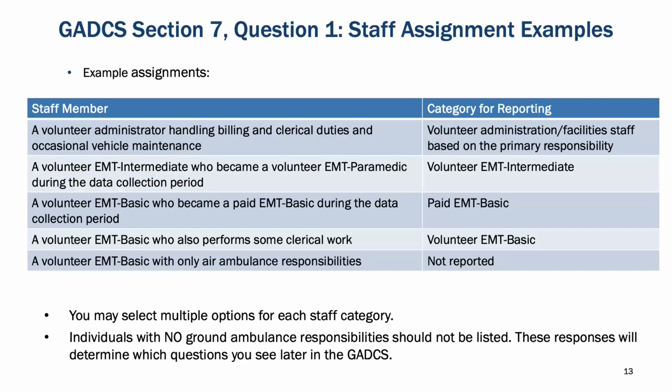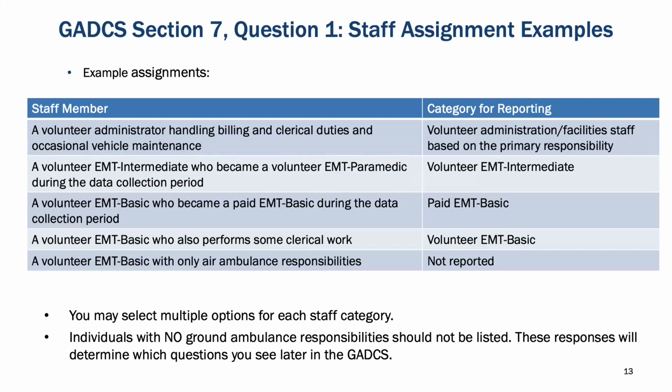On this slide, we provide some examples of how to think about categorizing different types of volunteer staff that have multiple responsibilities. Let's first consider a volunteer administrator handling billing and clerical duties and occasional vehicle maintenance. Based on the rules, this person would be categorized in the volunteer administration facilities category based on their primary responsibility.